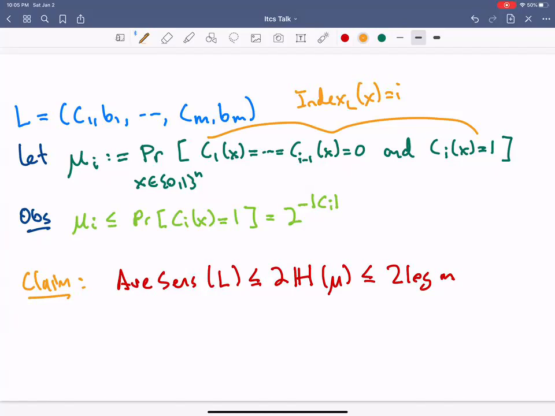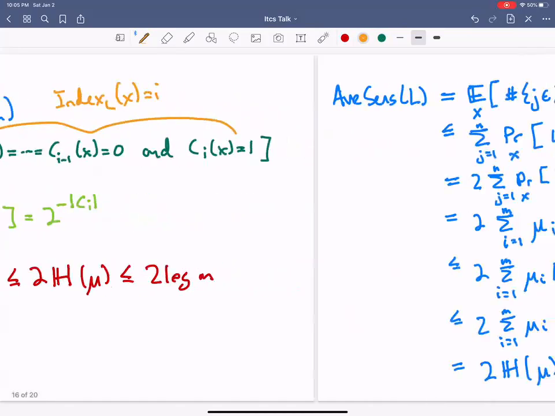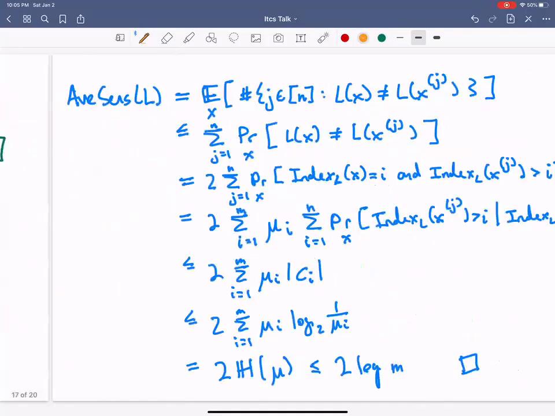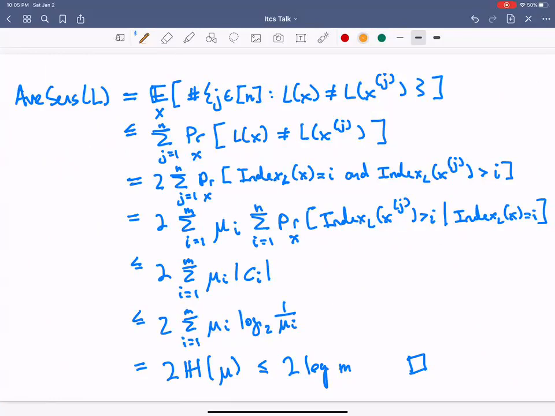So okay, what I'll show you now is a simple calculation that shows that the average sensitivity of the function computed by L is at most twice the entropy of this distribution mu, which is at most twice log m. And this calculation is going to be similar to our shrinkage bound in some ways. Here it is all on one slide. I'll just go through it very quickly.